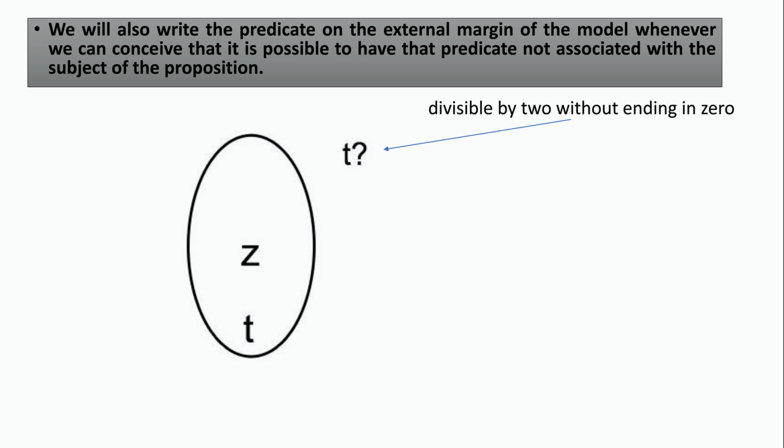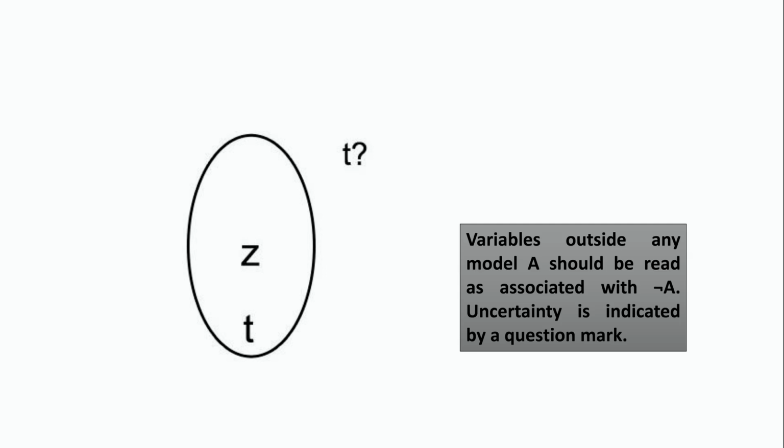We will also write the predicate on the external margin of the model whenever we can conceive that it is possible to have that predicate not associated with the subject of the proposition. Yet in our proposition, the possibility of being divisible by 2 without ending in 0 is left open, and that is why we write a t apart from the z model.